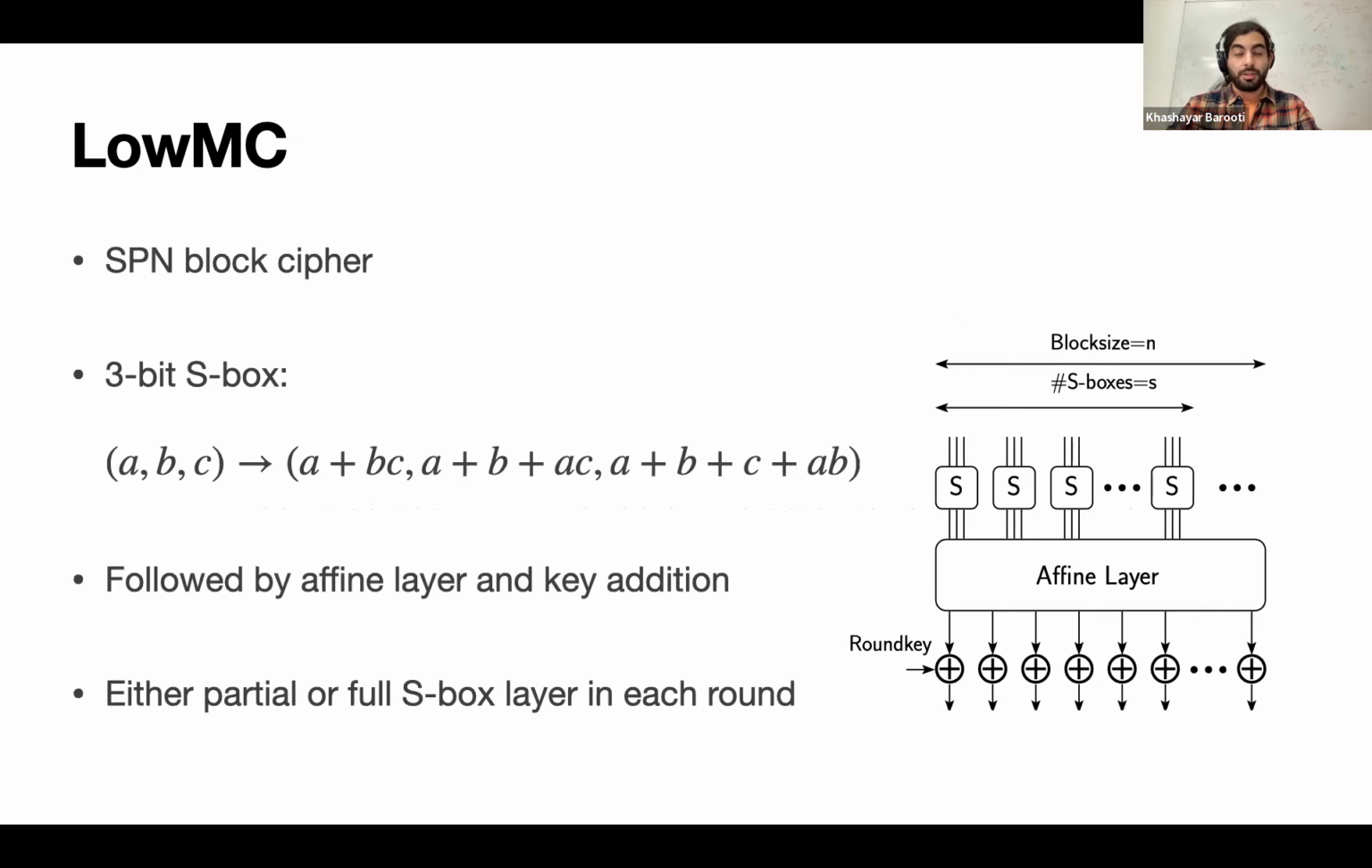And then we have 2 variants. We either call it a full S-box layer or a partial S-box layer, depending on whether all the inputs of the round pass through the S-boxes, or some do not.